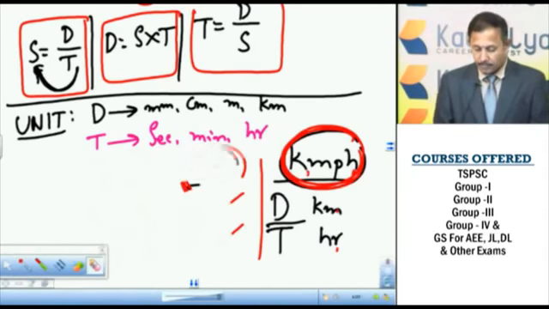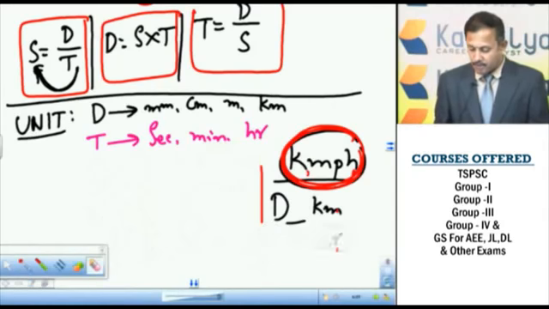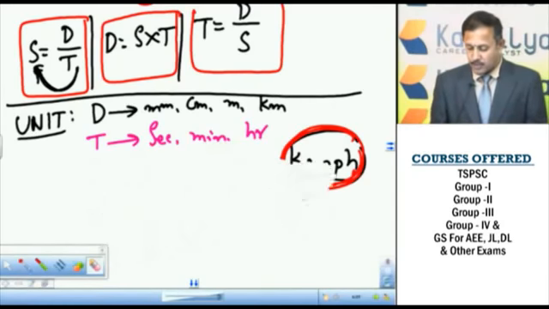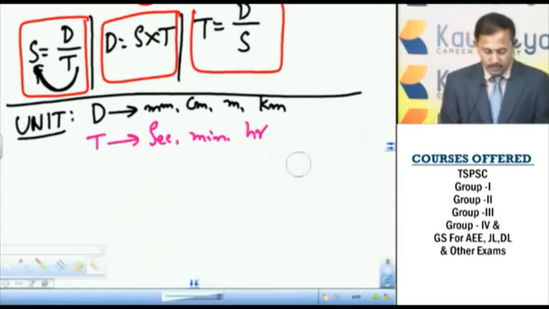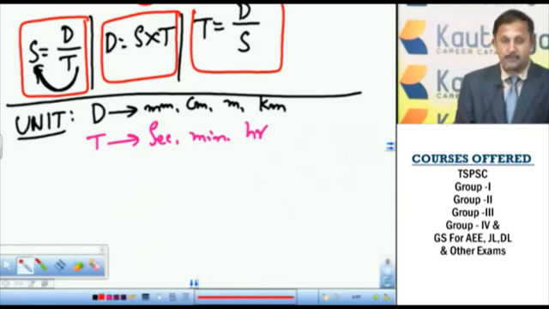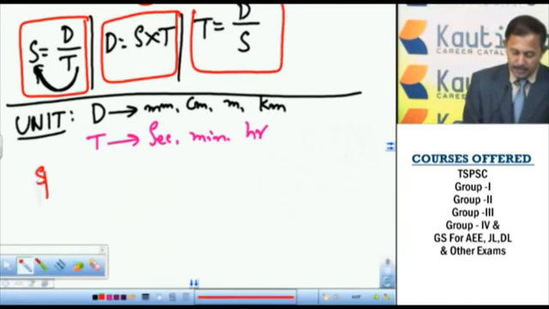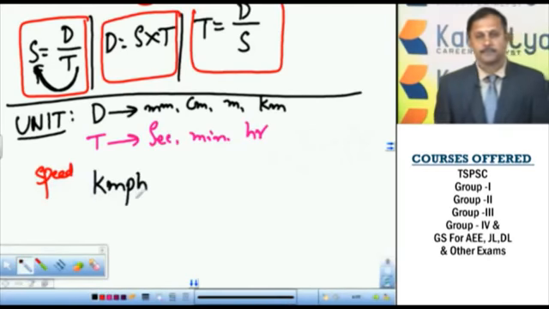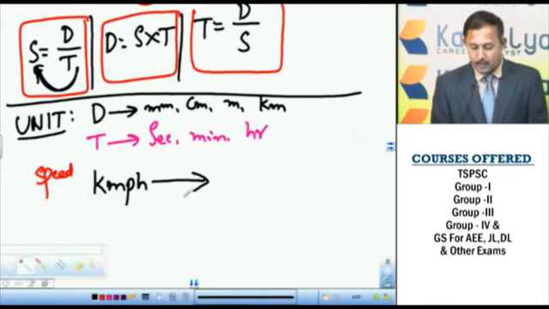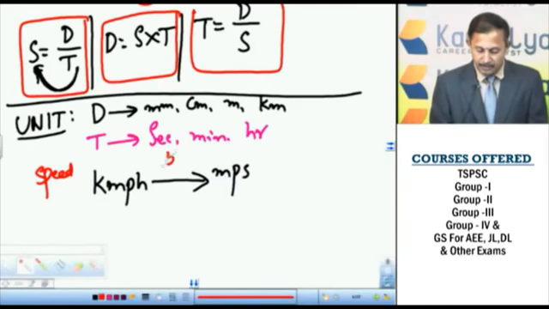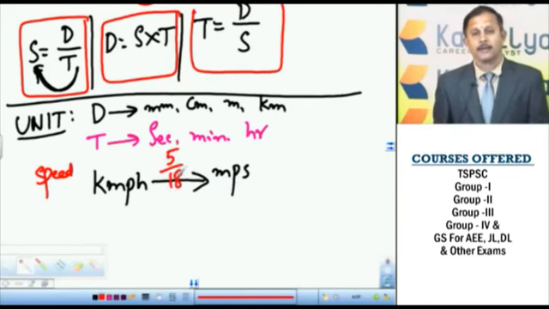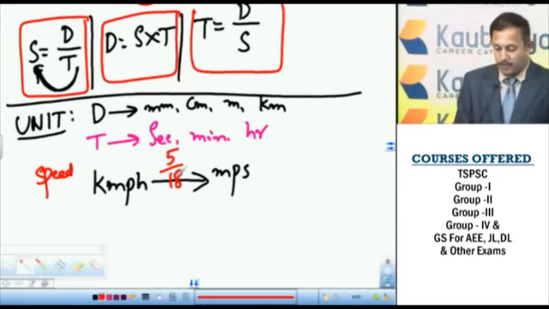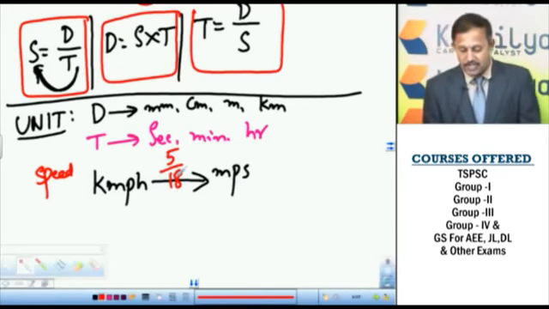Next, we had a discussion regarding the changing of one quantity to another, the changing of quantity from one unit to another unit. In the same way, let us have a discussion about speed. Suppose the speed of the vehicle is given in terms of kilometer per hour. In order to convert the speed from kilometer per hour to meter per second, we have to make use of the fraction 5 by 18.